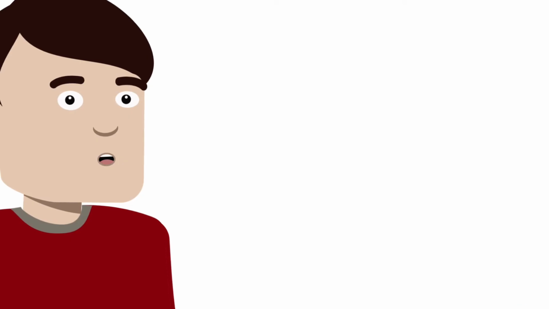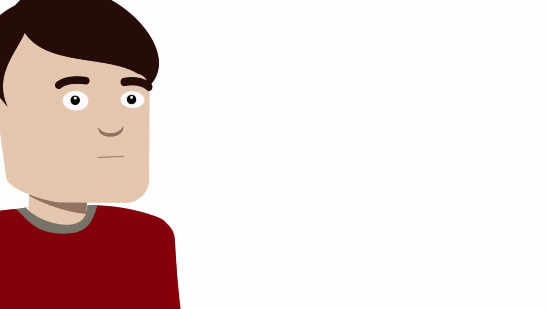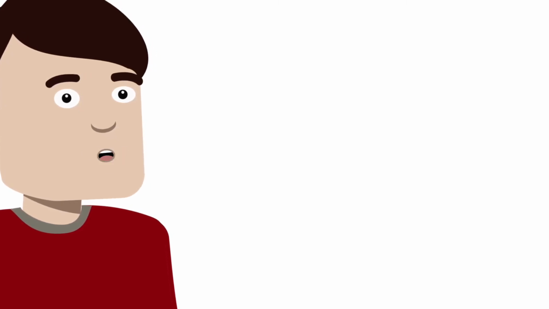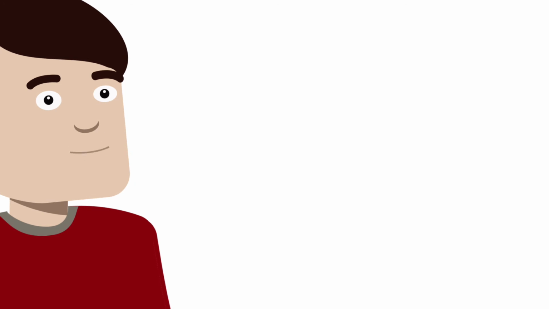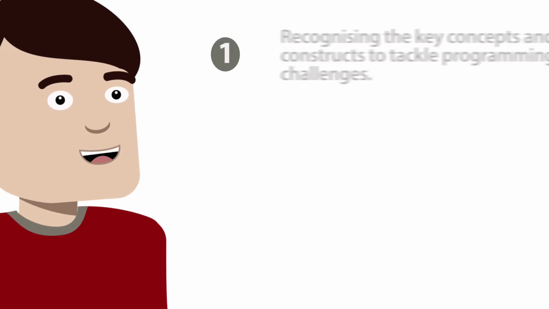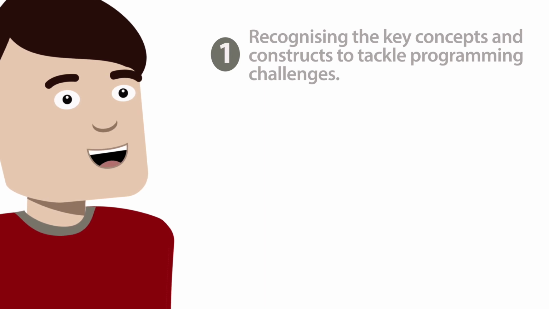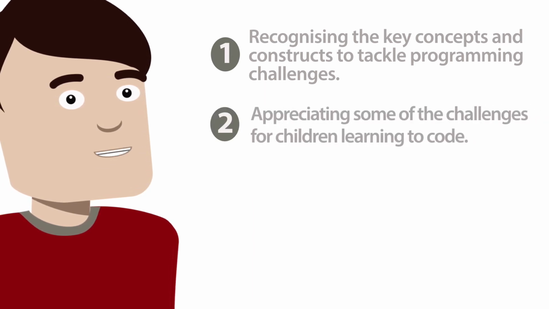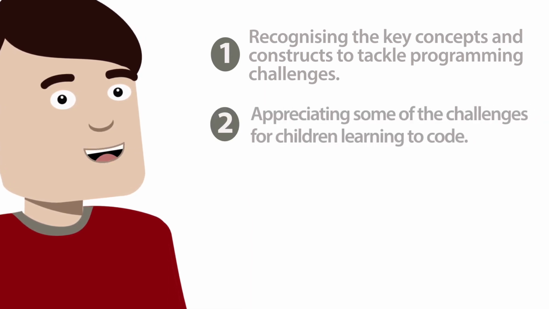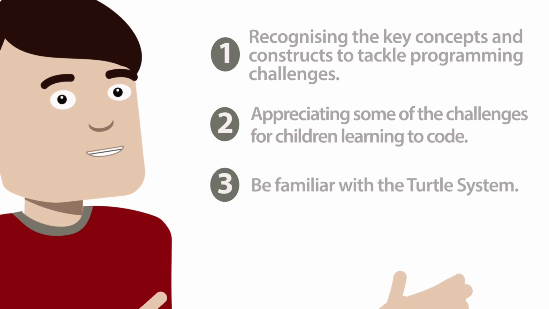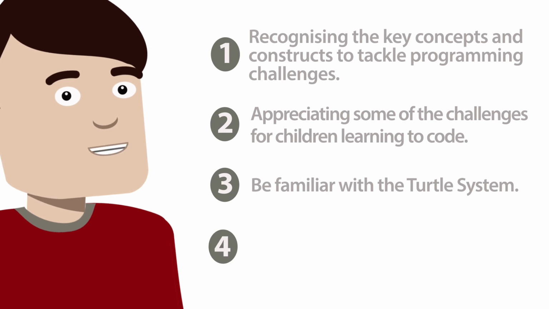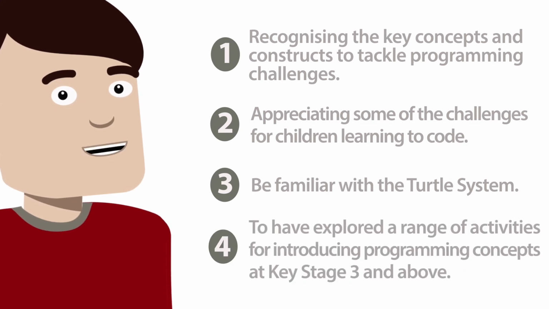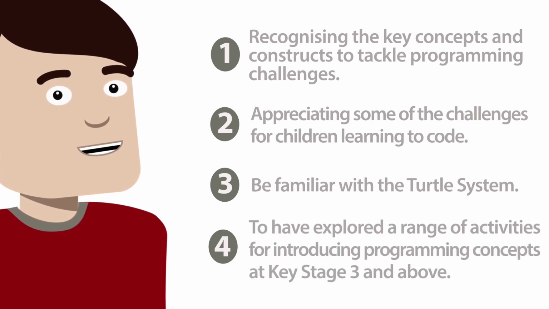Finally, I'll return to our outcomes at the beginning of the session and say that through completing the session, you'll be armed with a number of clear outcomes, which you can then develop further in your classroom. These are recognising the key concepts and constructs for tackling programming challenges, appreciating some of the barriers for children learning to code, being familiar with the Turtle system, a tool to assist the transition to text-based coding, and having explored a range of activities for introducing programming concepts at Key Stage 3 and upwards.